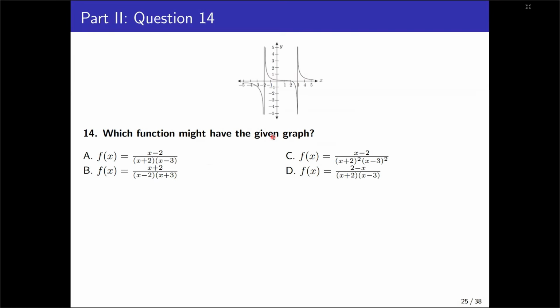I think this is the last question for this part. Which function might have the given graph? We have the graph here pictorially, and we're asked just to select which rational function is suitable for the graph of this function.